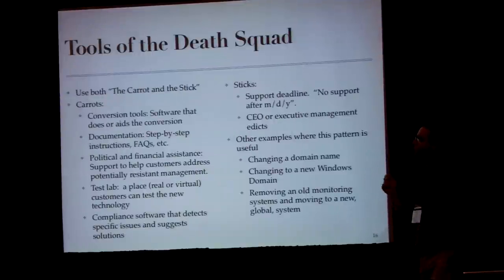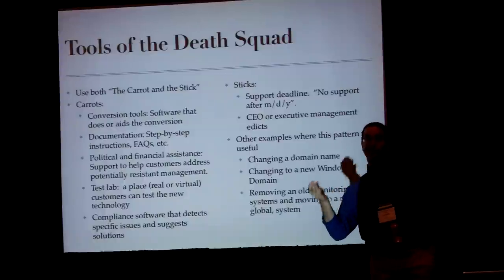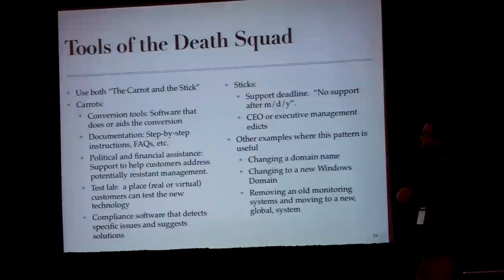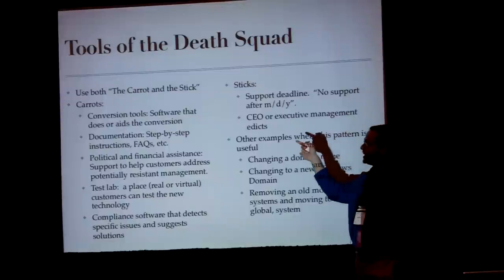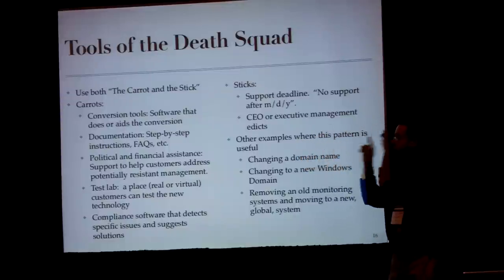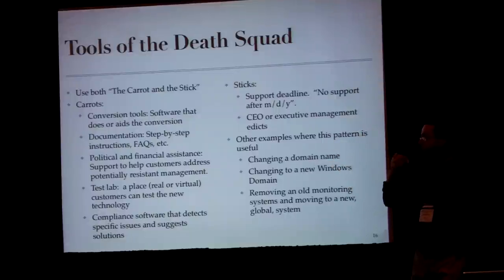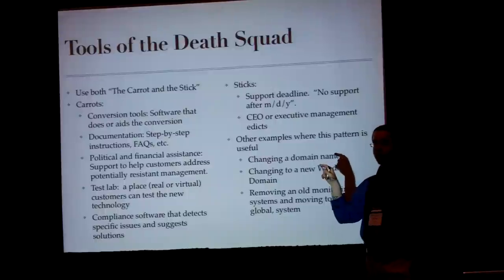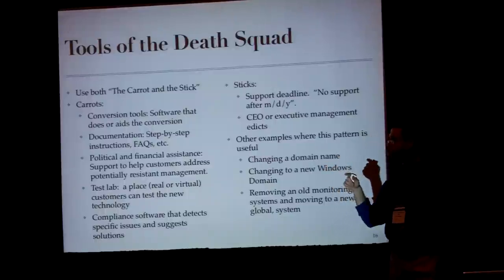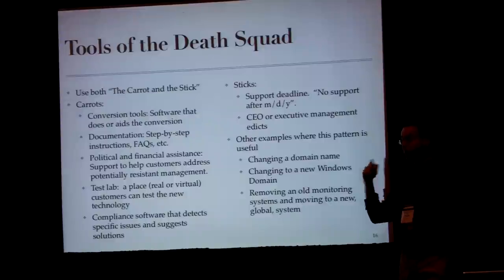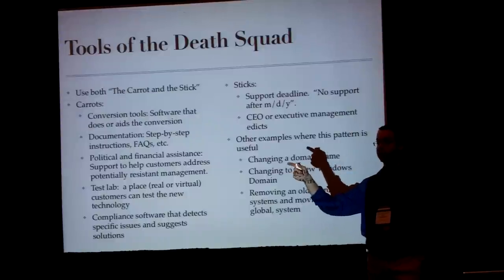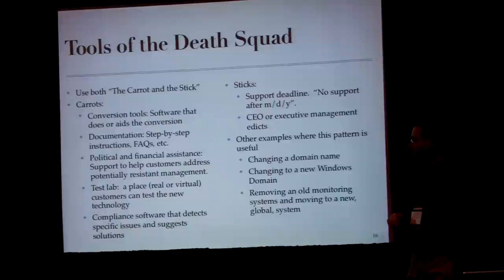So there are tools that the death squad can use, the carrot and the stick. Carrots are the nice things that you do to encourage people to do something, and the stick is the punishment for not doing the preferred thing. So the technical team, the death squad, provided conversion tools, documentation and FAQs, political and financial assistance. If you were doing your conversion, you had the backing of management to delay one project because you really had to get your conversion done.